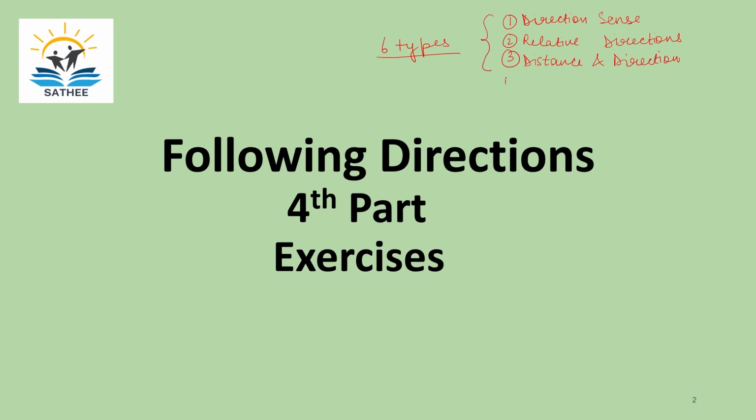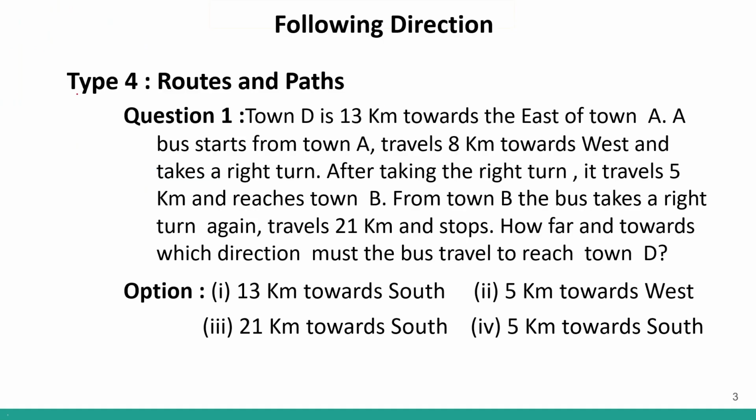Now we'll cover the other three types of problems, that is routes and paths, coded direction and distance, and we'll also cover turns and rotation. So we'll discuss the remaining three types today. Let us start with the first type, which is routes and paths.